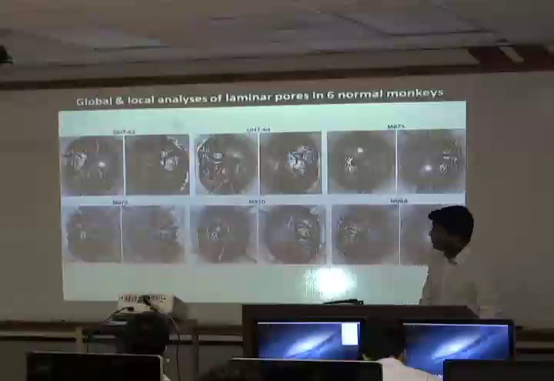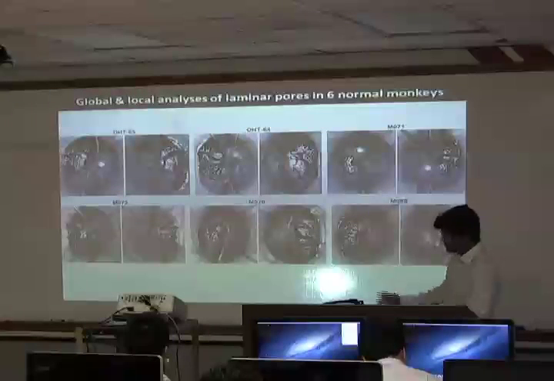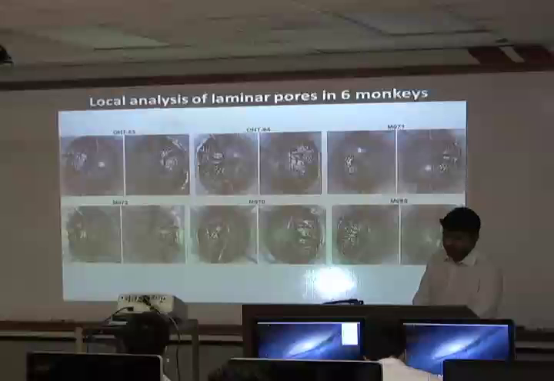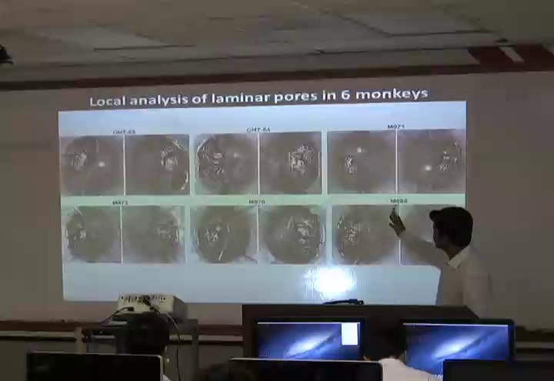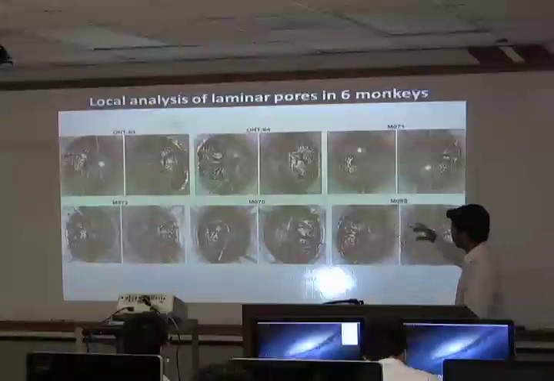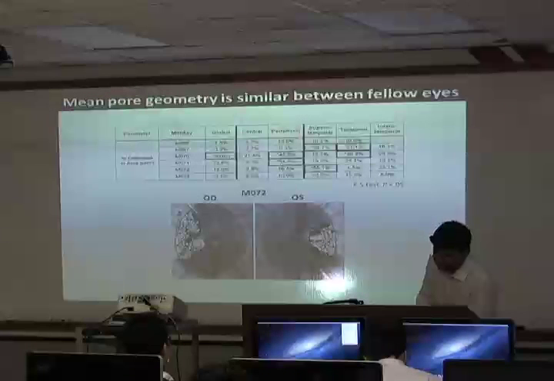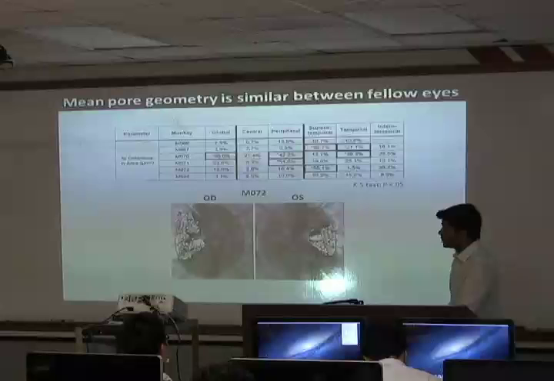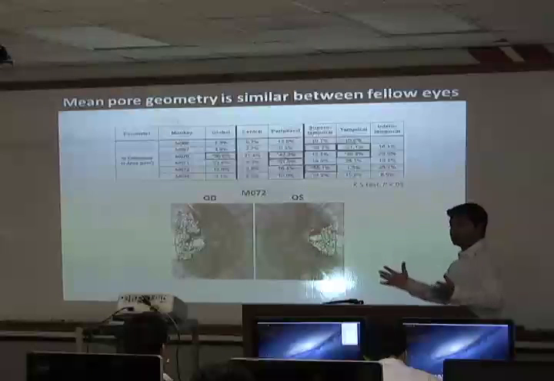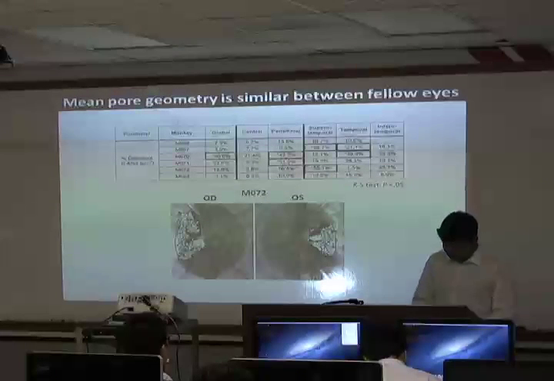I also do a global and local analysis at different locations in the image. To produce some local analysis, the optic nerve head is divided into different sectors, and selected tests are performed on these locations. We performed a two-sample KS test, and we found that the mean pore geometry is similar between the left and right eyes of the normal monkey.